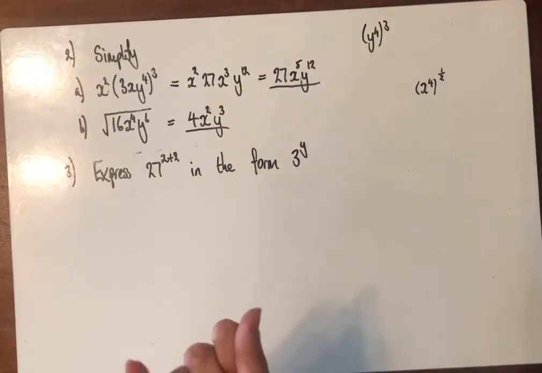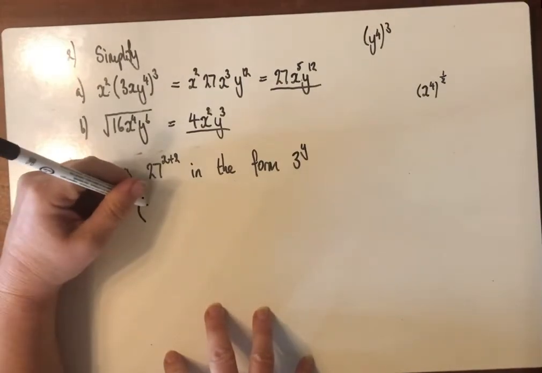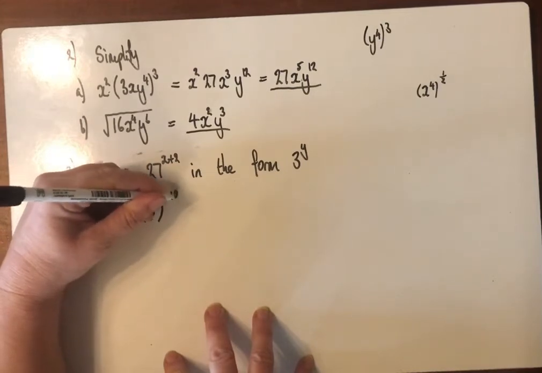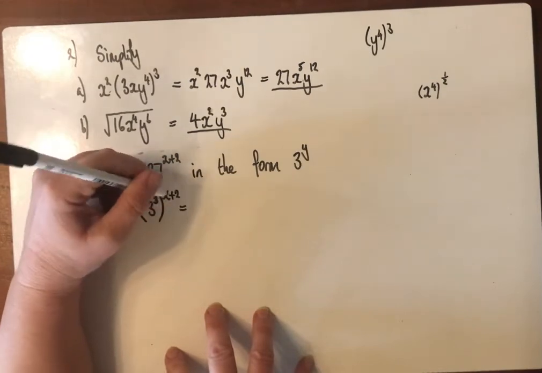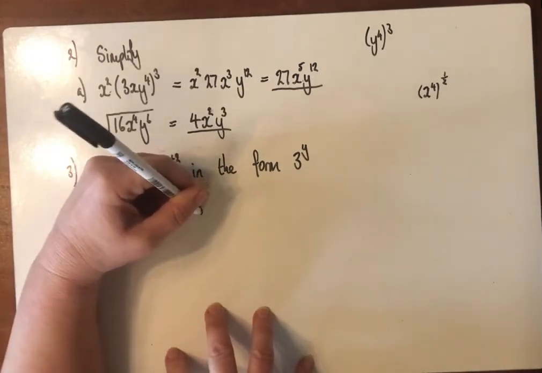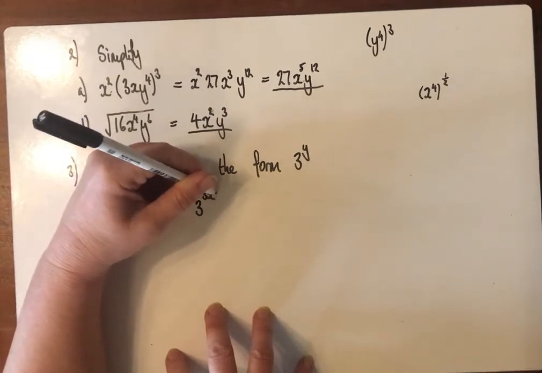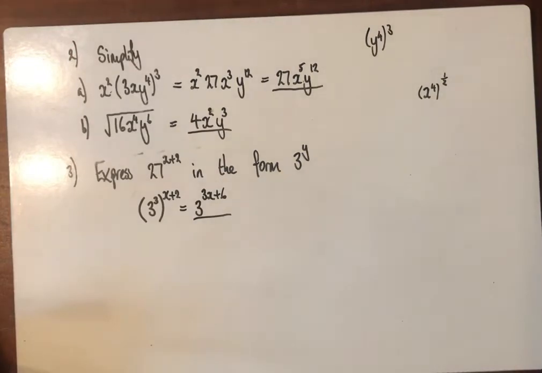And we know that 3 times 3 times 3 is 27. So this is 3 cubed to the power of x plus 2. And then when you've got a power to a power, you multiply. So it's 3 to the power of 3x plus 6.